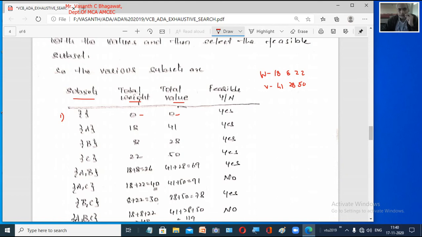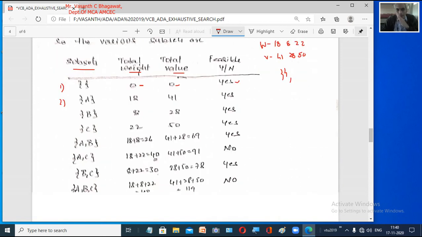Next subset we are going to select: only one item A. So we keep on writing the subsets. First subset will be an empty set. After that you take the first element A, then another element B, then another element C. Then AB is a subset, AC is a subset, BC is a subset, and ABC is a subset. Like this you generate all the subsets of this set A, B and C.